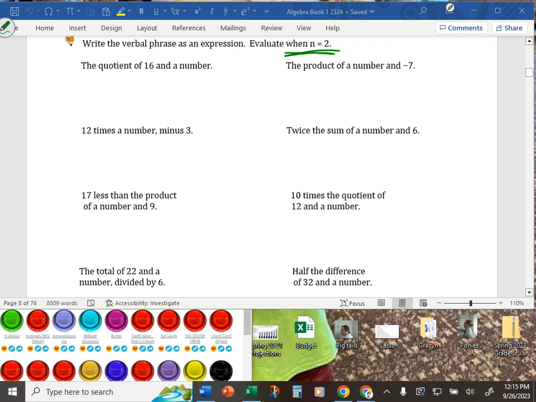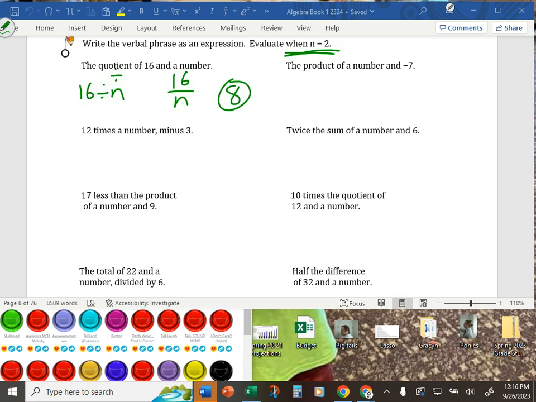So the first one, the quotient of 16 and a number, what is that going to look like? What's the key word that you pull out of here? Quotient, right? And quotient means what? Division. What are you dividing? 16 and n. So there you go. 16 divided by n, right? If you want to write that vertically, 16 over n, because remember a fraction means division, okay? But then you got to plug in 2 for n, and 16 divided by 2, you get 8 as an answer. 16 divided by 2 equals 8.